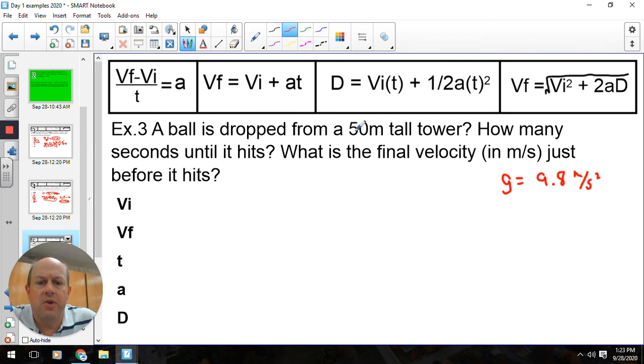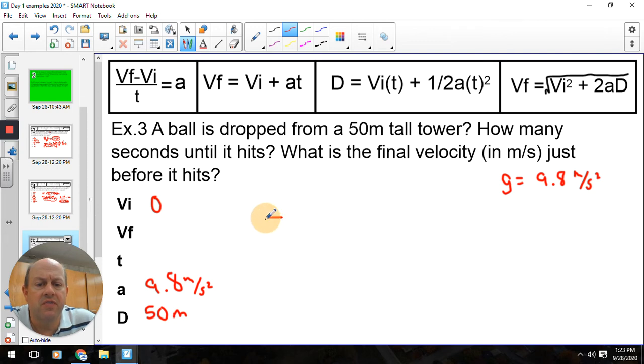So in this case, we're dropping a ball from a 50-meter tall tower, so we know 50 meters. We know gravity is 9.8 because that's constant for free fall. And we know we're dropping it, so we're not throwing it, we're dropping it, so VI is going to be 0. So at this point then, we can solve for what we need to know. So let's solve for t. We can use the third equation because we know distance, we know our VI, and we know our A. So all we have to solve for is t.